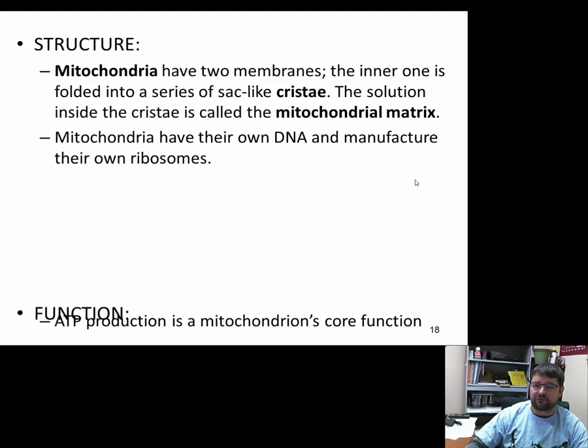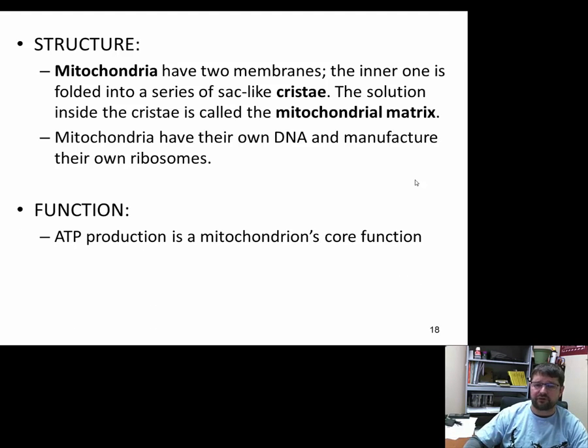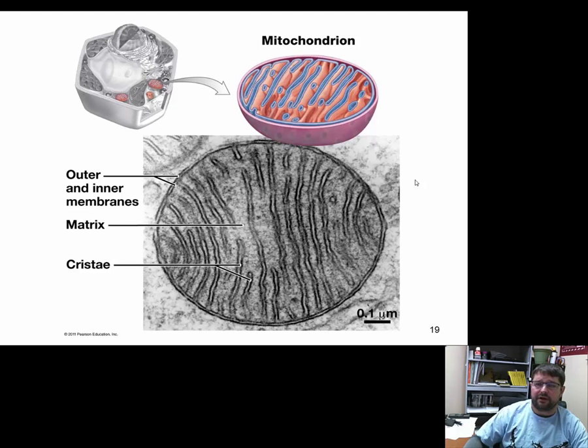But nonetheless, mitochondria has its own DNA. It's a site where ATP is produced. Right? And again, they have these cristae, these finger-like projections that make up the matrix of the mitochondria. Along these projections are going to be embedded proteins for the electron transport chain.